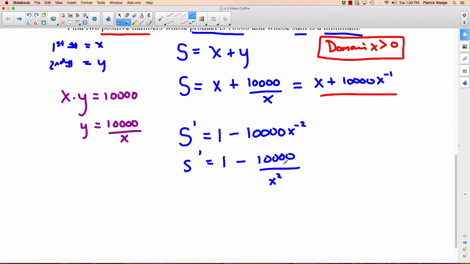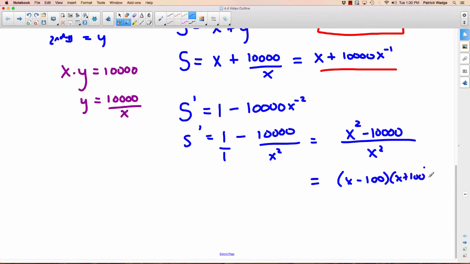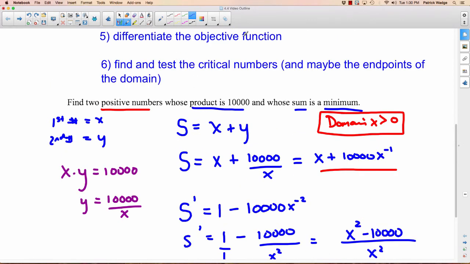And now we're going to do what we did last day. Remember, when we found these derivatives, we like to have them with a common denominator. So this is 1 over 1. Our common denominator is x squared. So we will have to multiply top and bottom by x squared. We get x squared minus 10,000 all over x squared, and you can factor the top there. So I have x minus 100 and x plus 100, a difference of squares, all over x squared. Great, we have differentiated the objective function.